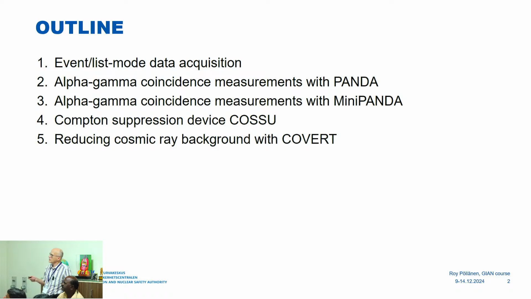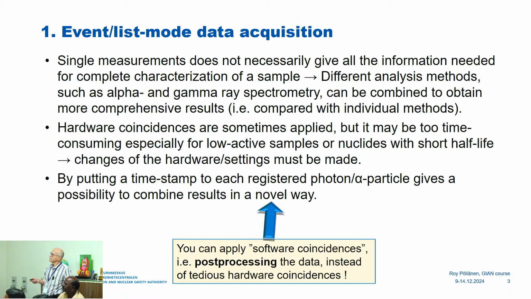Let's look at the basis of the event or list mode data acquisition. What does it mean? All right, the point is here. So, single measurements, by using gamma ray spectrometry, for example, do not necessarily give all the information needed for complete characterization of a sample. Like those nuclear bomb particles, there is another possibility. I mean, the possibility is this one.